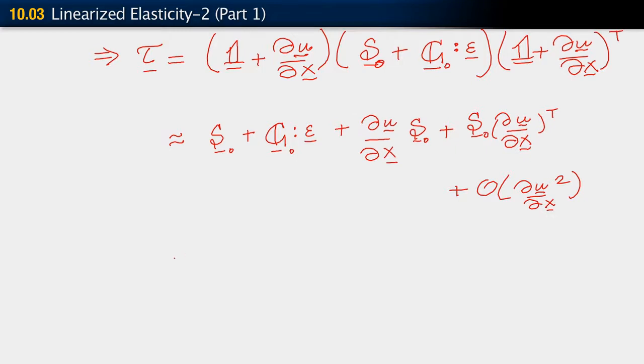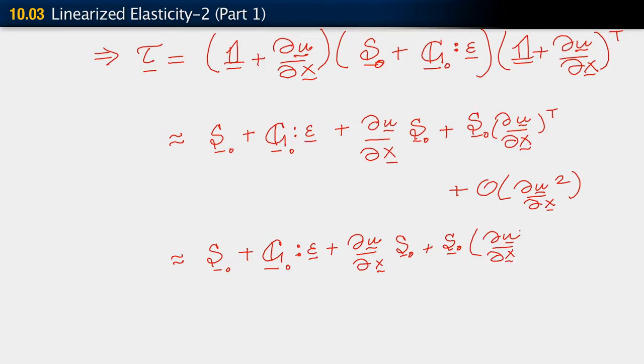So up to first order, this is S naught plus C naught contracted with epsilon plus partial of u with respect to x S naught plus S naught partial of u with respect to x transpose, right? Actually, I realized that the second line is not an approximation, that's exact.